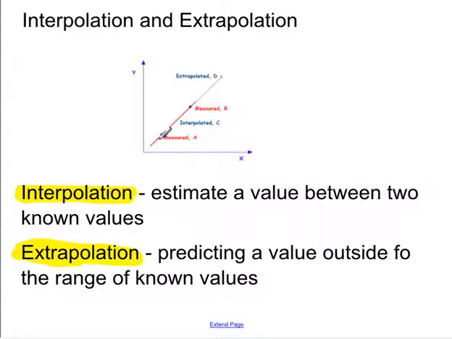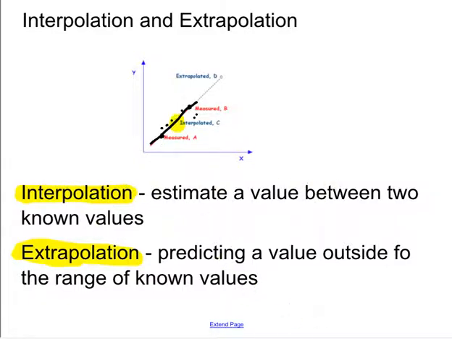So let's say you have your set of data and it all falls in here, and you get your line of regression that goes through right here. Okay, and you basically had data at A and B. If you are asked to find a data point somewhere in between A and B, that's called an interpolation. Okay, you're trying to estimate a value between the 2 known values.